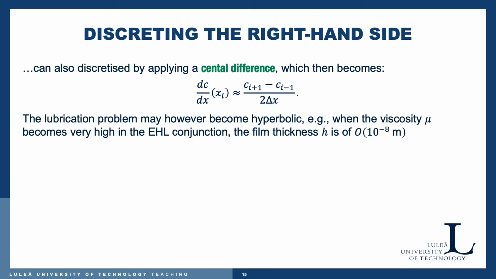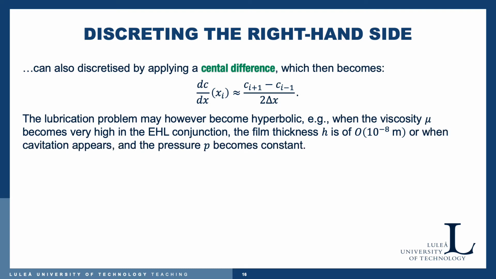The lubrication problem may however become hyperbolic in certain cases, and one of them is when the viscosity becomes very high in the EHL conjunction and the film thickness at the same time will be very small, and therefore the cube of the film thickness will be incredibly small, and dividing this with a large number mu will make the coefficient vanishingly small.